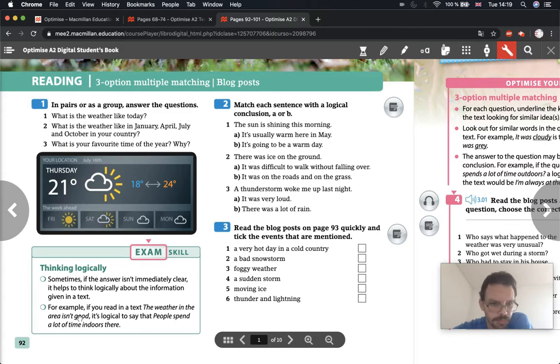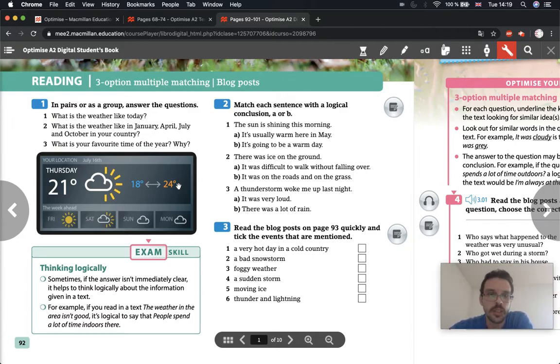For example, if you read in the text, the weather in the area isn't good, a logical thing to say would be people spend a lot of time indoors here. They spend time inside because the weather isn't good, right? So there's a logical progression. This is what we're aiming for.